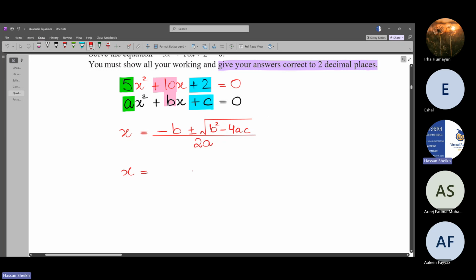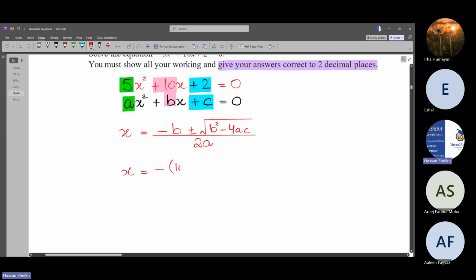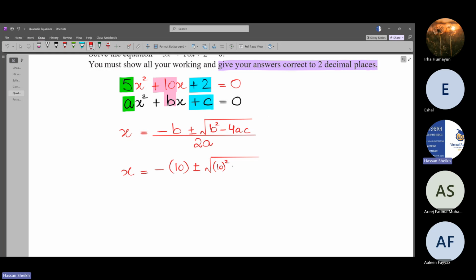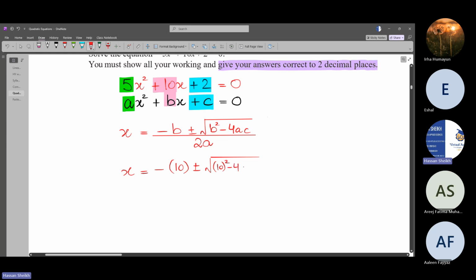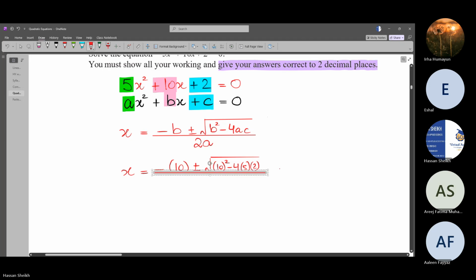Now let's substitute the values. So minus b, what is b? B is 10. Plus minus square root of b squared. B is 10, so 10 squared minus 4AC. A is 5, C is 2. Done, students? No, sir. And then 2A, 2 times, what is A?